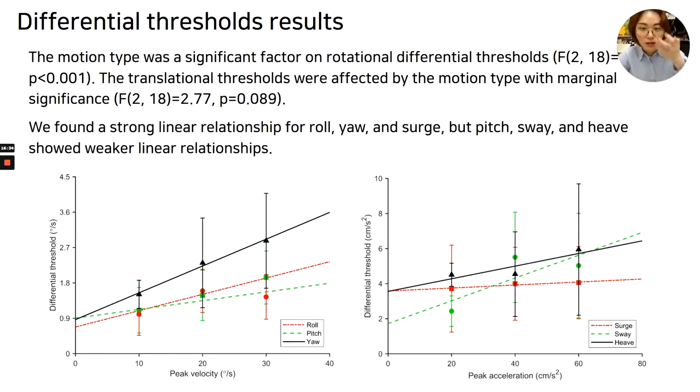As a result, we obtained a total of 18 measurements and 6 Weber fractions by regression. As with the absolute threshold results, we color the regression line red for x-axis motion, green for y-axis motion, and black for z-axis motion. According to the repeated measures ANOVA, the motion type was a significant factor on the rotational threshold. As for the translation, the differential thresholds were affected by the motion type with marginal significance. Moreover, between the threshold and reference intensities, we found a strong linear relationship for roll, yaw, and surge, a relatively weak linear relationship for the last motion types.